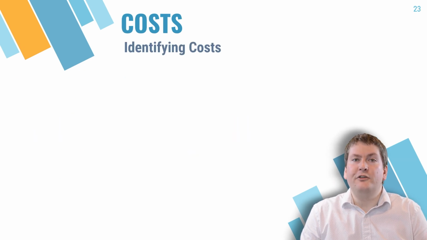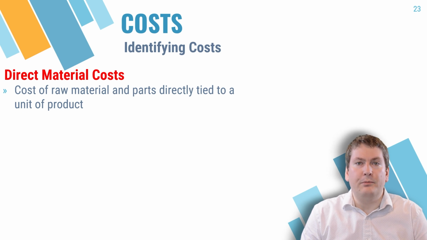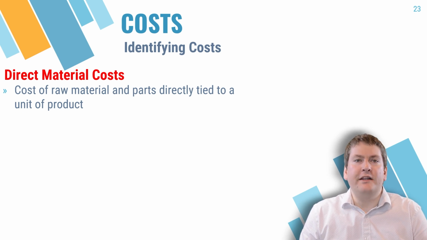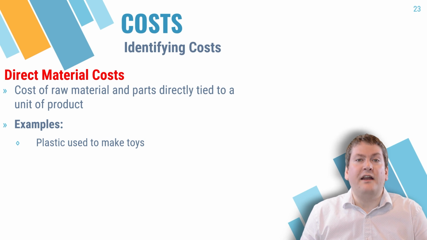We can divide costs into a number of different categories. The first is direct material costs. These are costs of the raw materials or parts that go directly into producing your product, that can be tied directly to a single unit of the product. For example, if we are a toy manufacturer that creates plastic toy cars, the cost of the raw plastic that goes into each car would be a direct material cost, as we could say that each car we produced costs us a set amount of money, or a set amount of plastic. For example, maybe 10 cents of plastic per car.